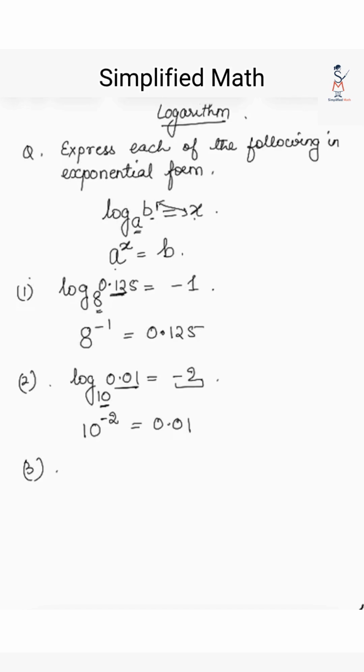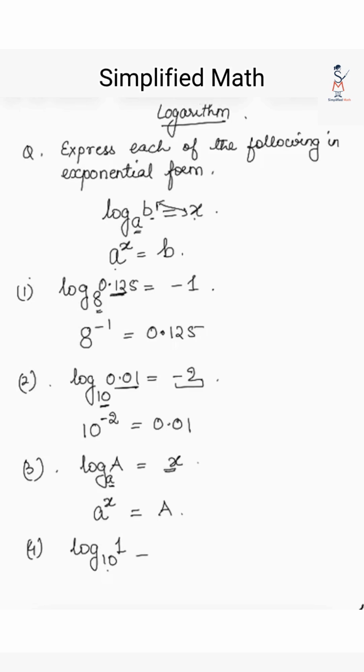Same way, it is log capital A to the base of small a is equal to x. So the base is a. So this will get in power form. a raised to the power x is equal to capital A. Fine.